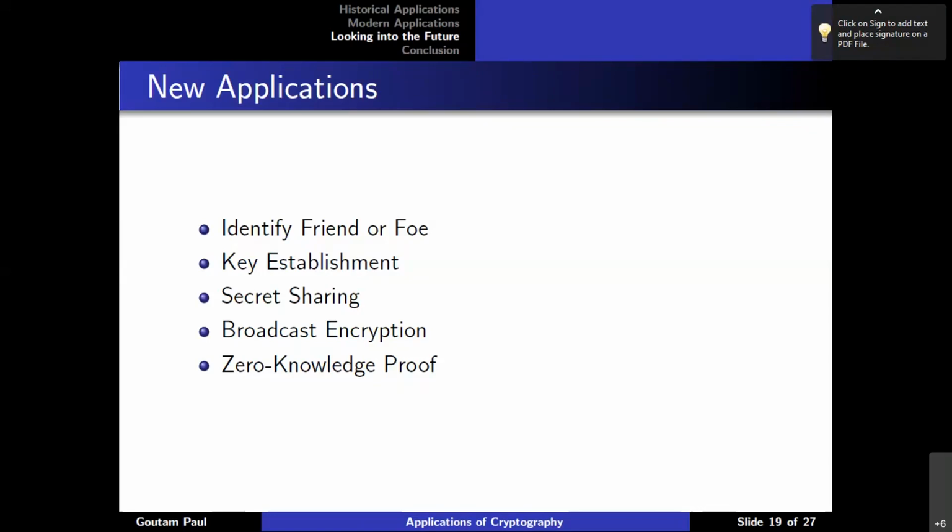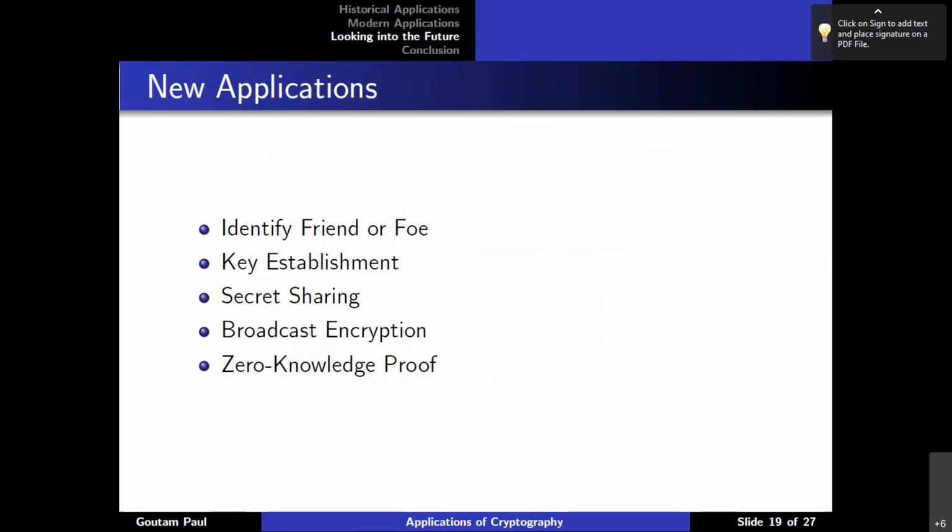Someone is sending you some message, okay, let's meet at this time at this point. How do you know it's not from the opponent, that it's your own fellow? So for that kind of thing, identify friend or foe requires a certain protocol. Okay, the next one is key establishment. We already talked about that. Symmetric key requires the secret key to be shared or established between the sender and the receiver, whereas for public key there is no such requirement.